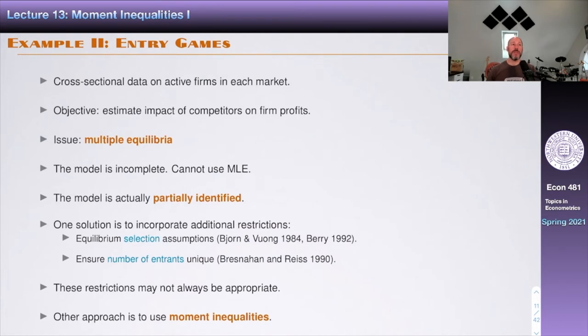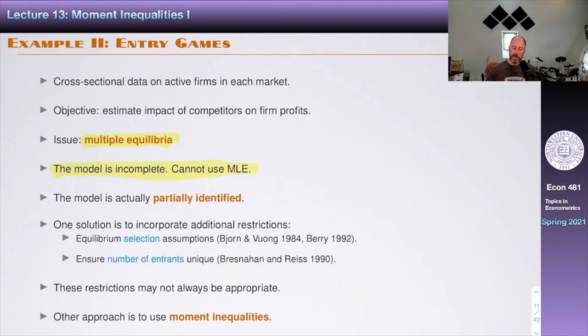All right, entry games. So consider a situation where we have cross-sectional data on firms in each market, okay? The objective is to estimate the impact of competitors on firms' profits. The issue in this literature is that there are so-called multiple equilibria, as we're going to describe in a model. And this is why we call the model incomplete, which means that you cannot use maximum likelihood. This was very clearly explained in Elie Tamer's job market paper. So the model is actually partially identified.